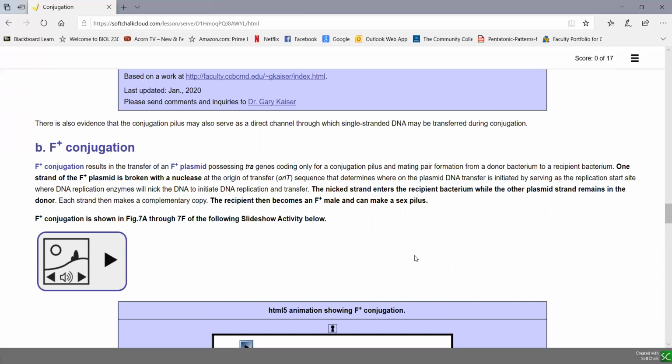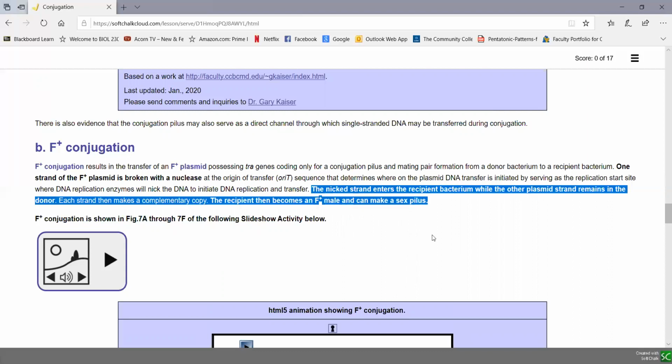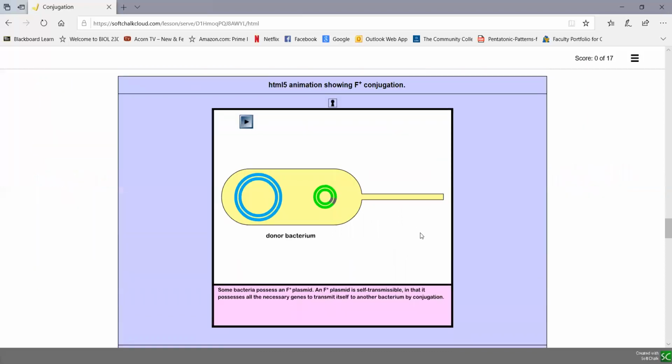Now, F plus conjugation is a transfer specifically of an F plus plasmid. And this is a plasmid that has only TRA genes, coding for mating pair formation. Doesn't usually have any other additional genes. And so during conjugation, the F plus plasmid coding for the ability to conjugate is transferred from the donor to the recipient, and now both bacteria are capable of conjugating, but nothing else was transferred. And we see that occurring in this animation showing you F plus conjugation.